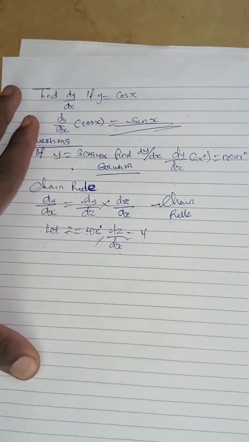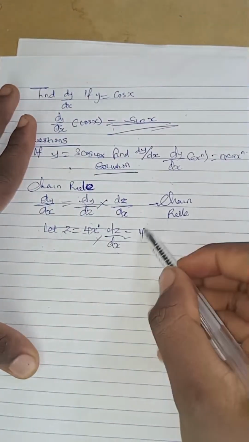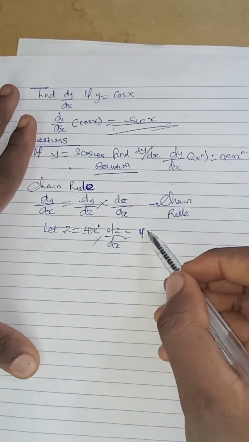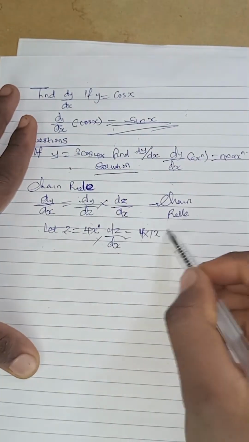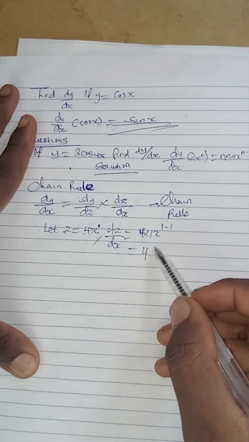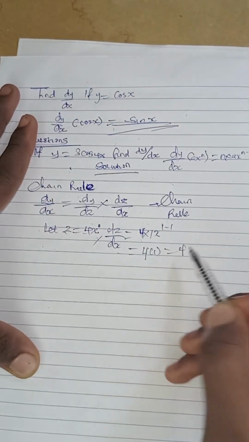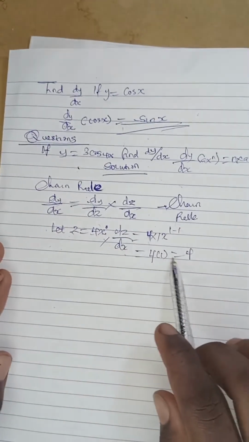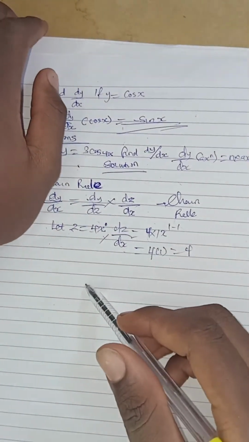So now if you move on from this particular point, to find the derivative of this, you are going to have 4 times 1 x to the power of 1 minus 1, which is equal to 4 times 1, right? Which is equal to 4. So the derivative of 4x is equal to 4.